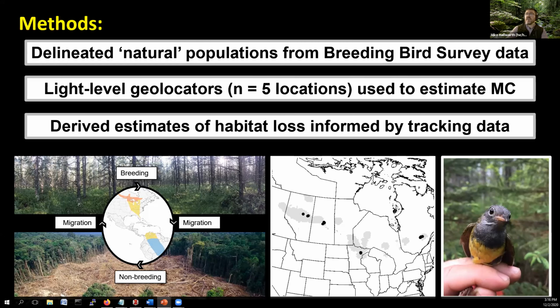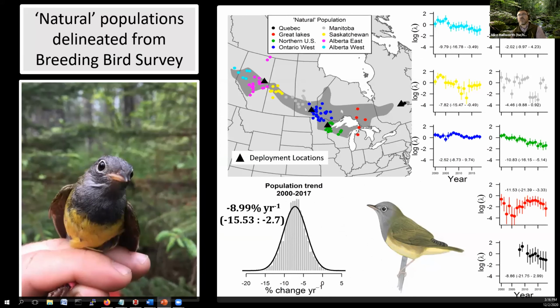I'm going to dive right into some of the results of the natural populations. We identified 8 natural populations, and the entire population is in steep decline. The estimated population trend from this analysis is roughly 9% per year. And 3 of these natural populations are declining significantly, i.e. the credible interval does not overlap 0. For the remaining 5 populations, over 90% of the MCMC iterations suggest there's a negative trend estimate. So there's really strong support that all of these natural populations are declining.